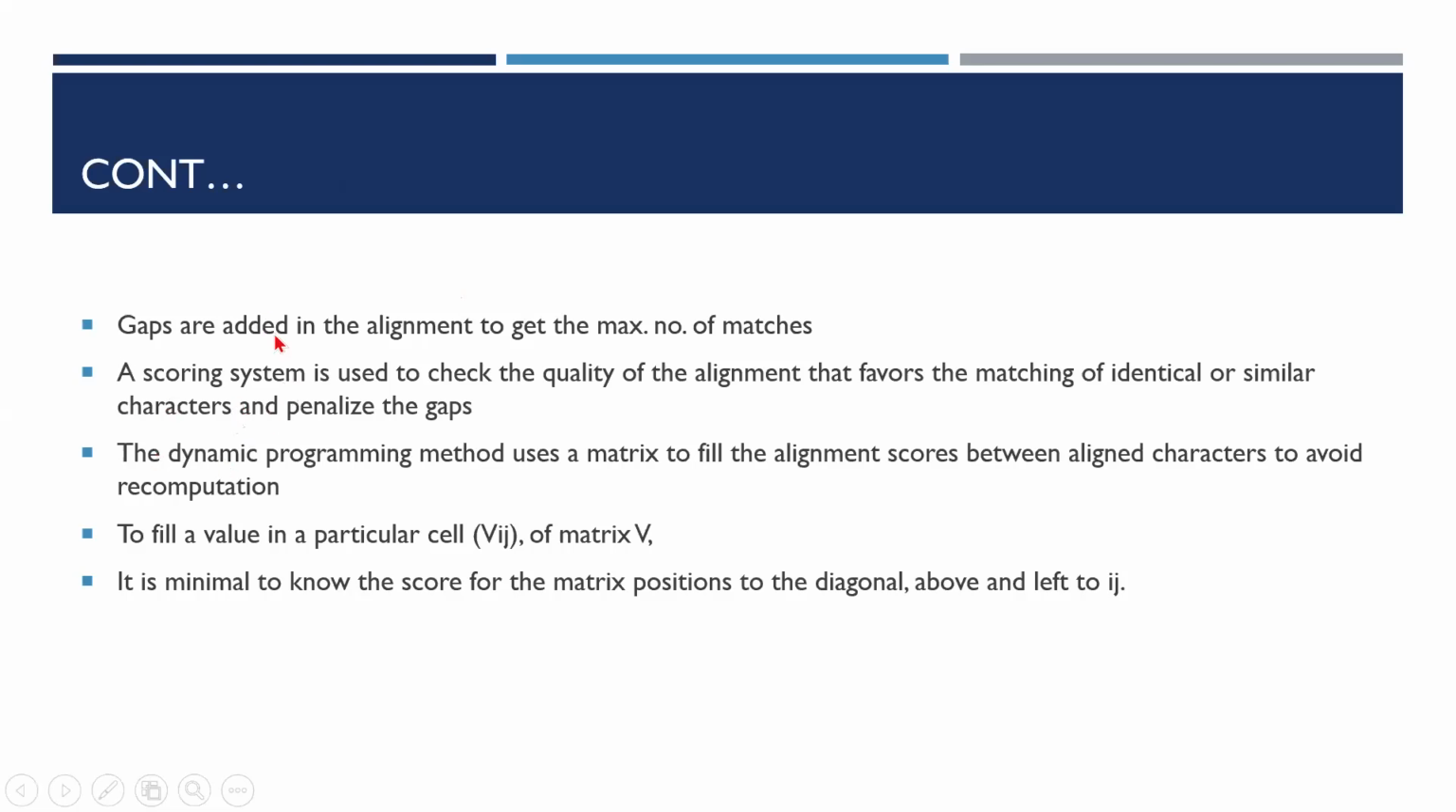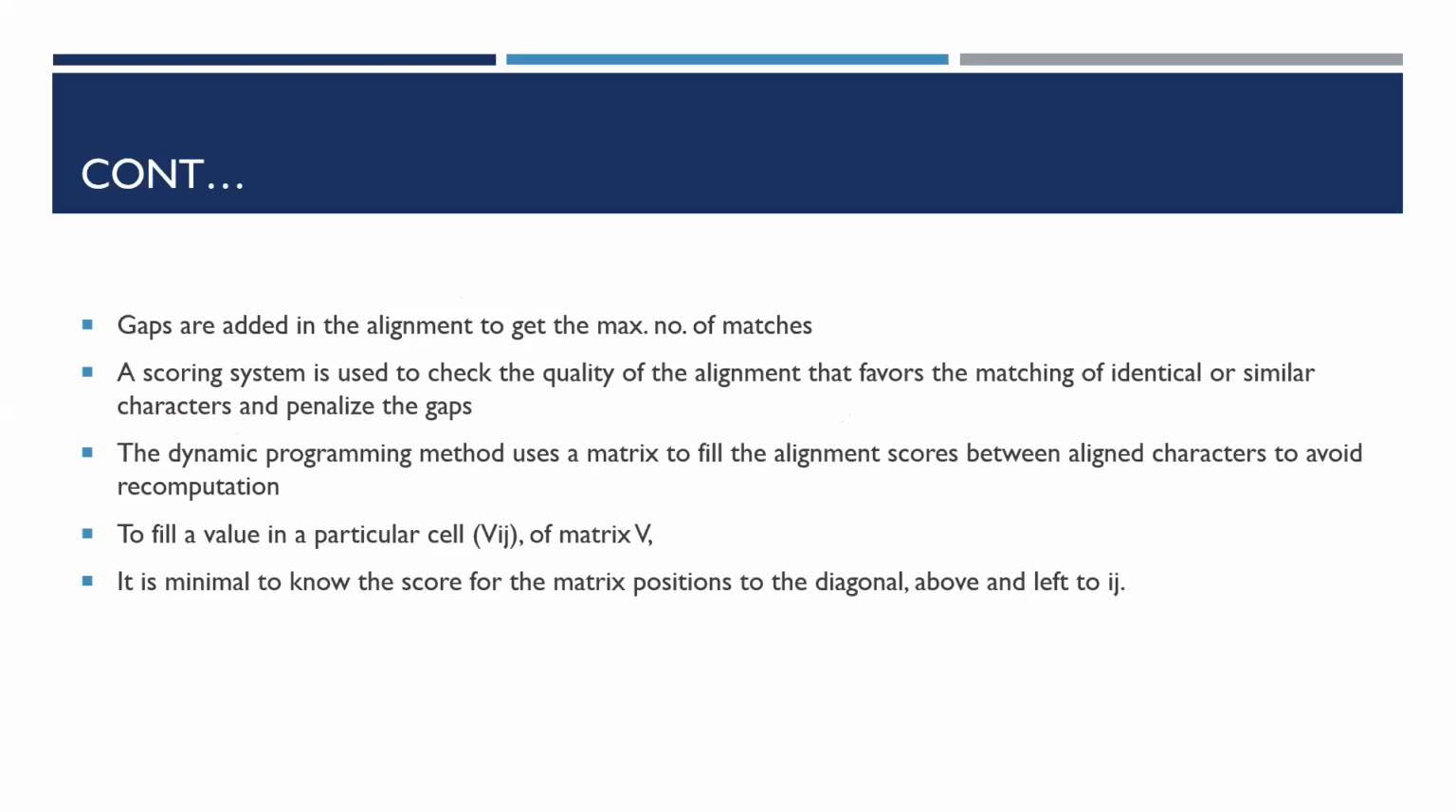Another thing required while doing alignment is a scoring system, which is used to check the quality of the alignment. The scoring scheme we apply should favor the matching of identical or similar characters. And if gaps are introduced in the alignment, those gaps need to be penalized. That means there should be some negative scores incorporated in the scoring scheme applied for carrying out the alignment.